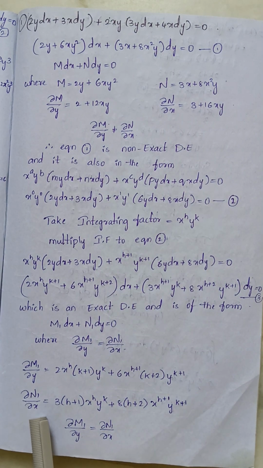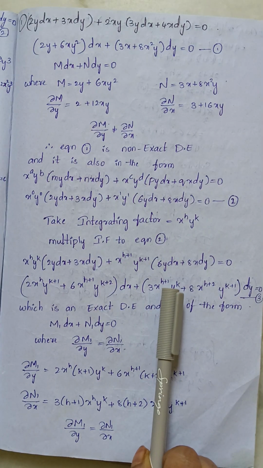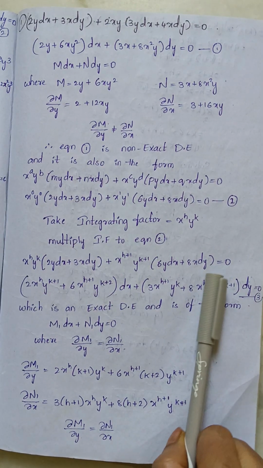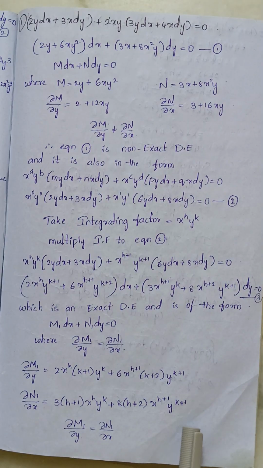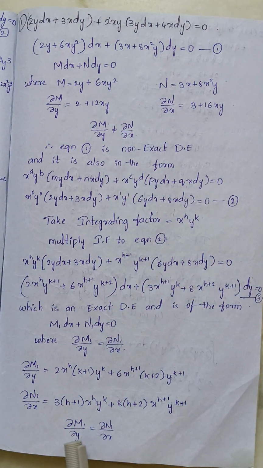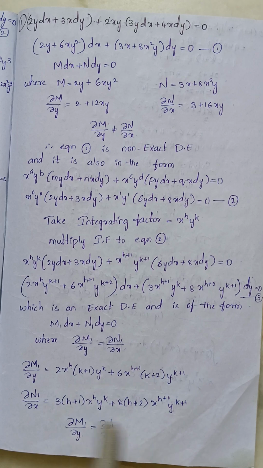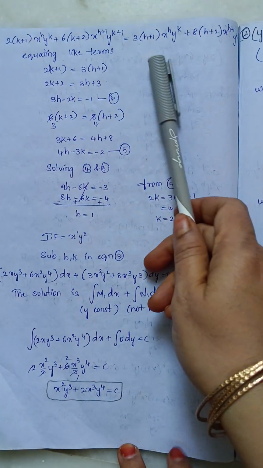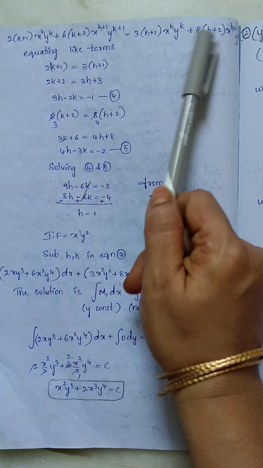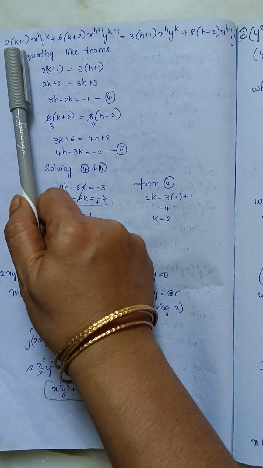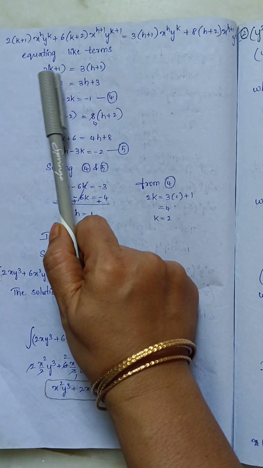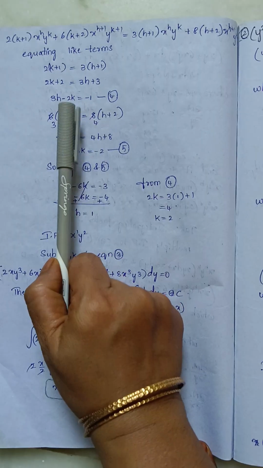Similarly ∂N1/∂x: with respect to x, y is constant here, and (h+1) into x^(h+1-1). Here also this is constant, and (h+2) into x^(h+2-1). Now these both are equal, because when you multiply the integrating factor to the given equation, it becomes exact. That's why we equate these two values. When equating the like terms, the x^h y^k term is here and here also x^h y^k. Equating these coefficients, 2(k+1) equals 3(h+1), that is 2k+2 equals 3h+3, which makes an equation in terms of h and k.